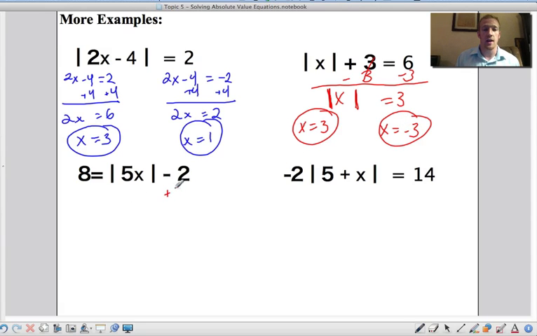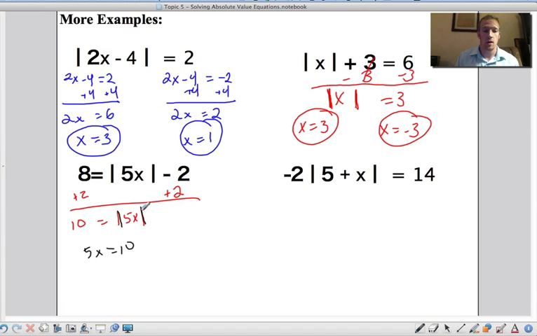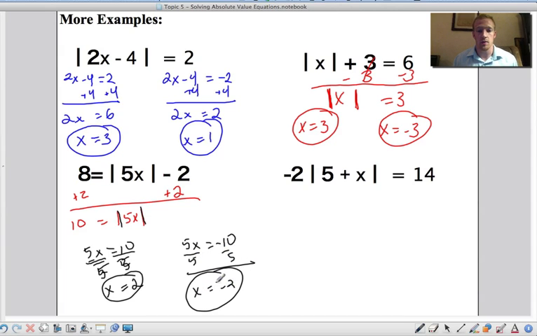Alright, here we have to add 2. It doesn't matter that our absolute value is on the right, we still have to get it alone. So I have 10 equals the absolute value of 5x. So now I take whatever's in here, 5x, and I set it equal to 10. And then whatever's inside, set it equal to the opposite of 10. Right, so divide both sides by 5, sorry, x equals 2, and then x equals negative 2.